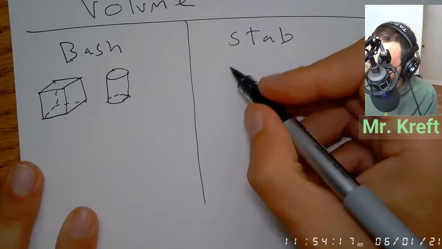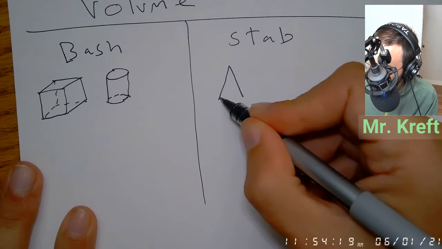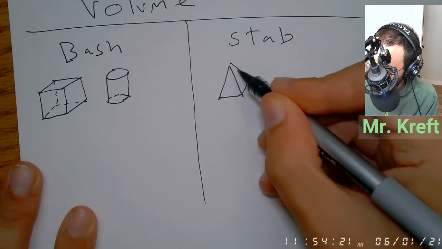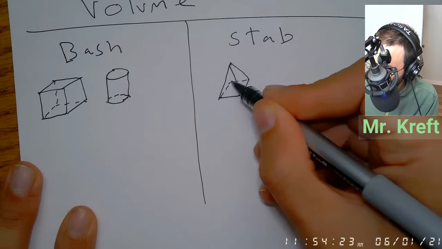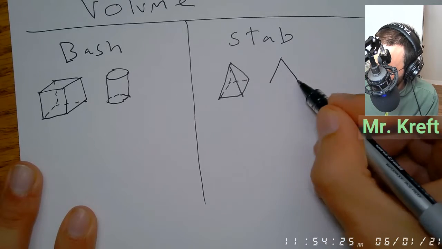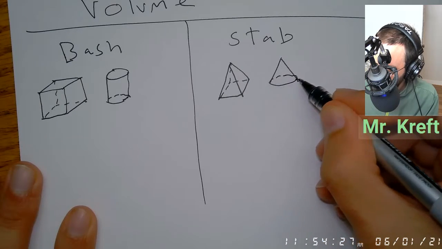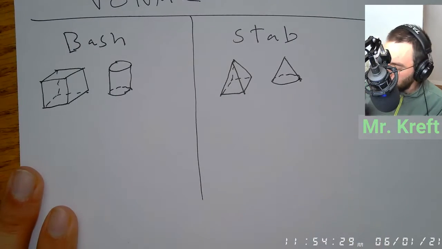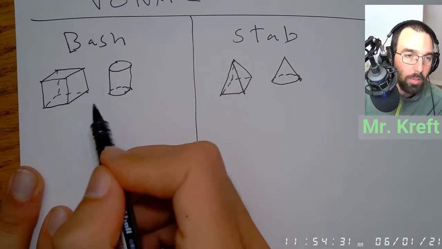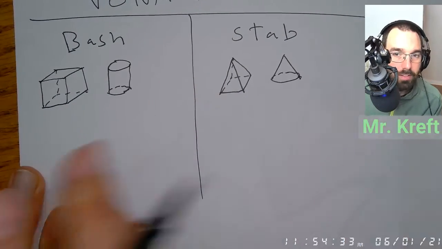A stabby shape is what we just talked about, like a pyramid or a cone. Okay, so notice the difference between them. We got bashy shapes and we got stabby shapes.